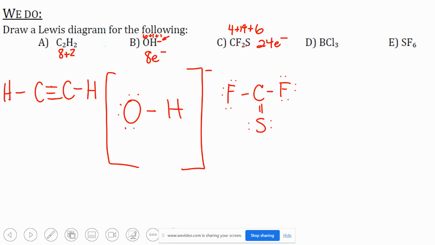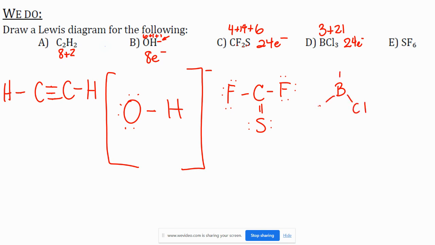Remember, boron, it has 3 electrons that it's bringing to the party. Chlorine is 7 times 3, which is 21. So I have 24 electrons here. My boron is going to go in the middle. And I'm going to have my chlorines coming off.